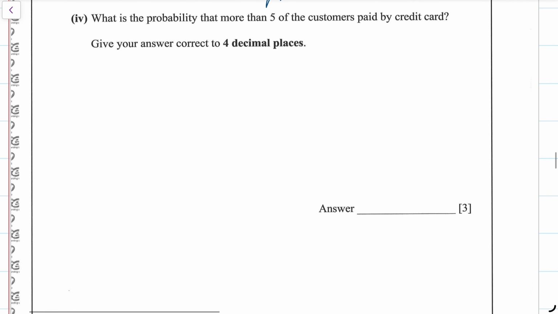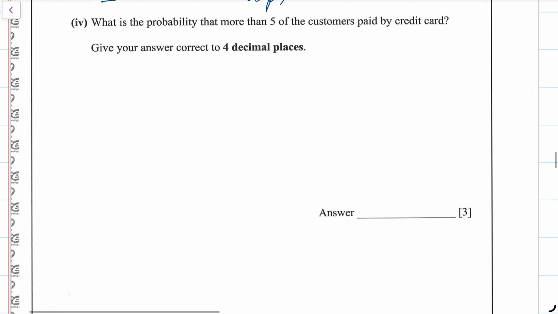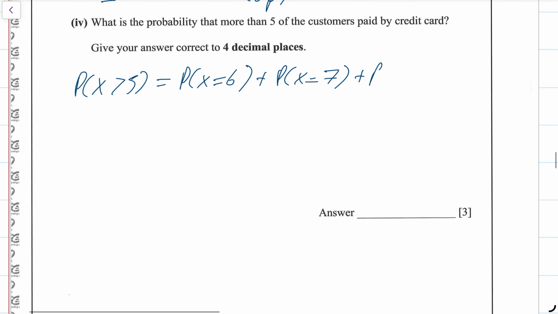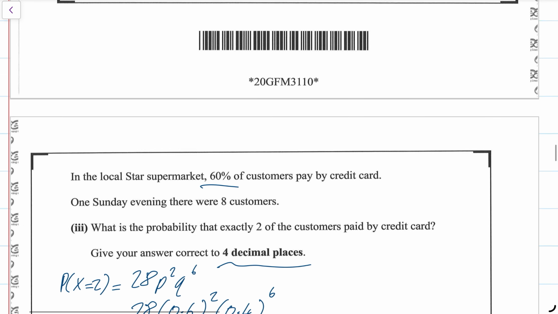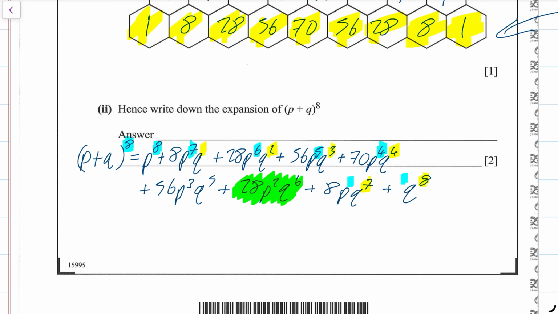Next one says, what is the probability for more than 5 of the customers pay by credit card? Okay, so probably x is greater than 5. That means x equals 6, x equals 7, or x equals 8. So we want 6 successes. Do these in green here, 6 successes would be this one, 7 successes, p to the power of 7, 8 successes. So those 3 we're looking for.